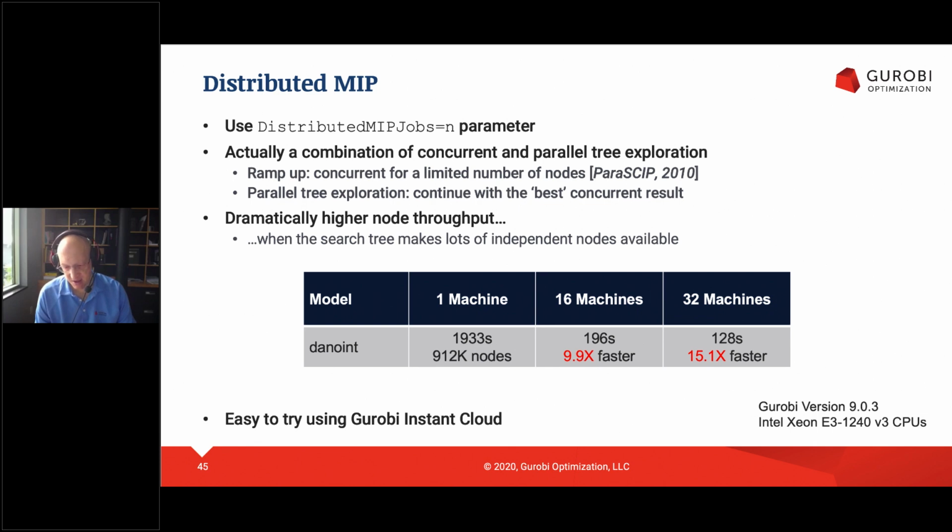On 16 machines, roughly a factor of 10 faster. And then on 32 machines, roughly a factor of 15 faster. So some pretty substantial improvements are possible. And it's problem dependent, but we have some customers that are consistently, across a broad set of their problems, seeing 10x performance improvements. And where do you get 16 or 32 machines that are identical? Well, the simple answer is you can get them on the cloud. So it's trivial using our instant cloud to go and request 16, 32, 64, whatever identical machines.